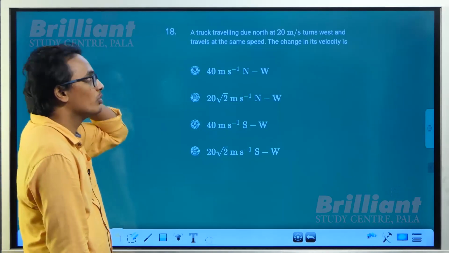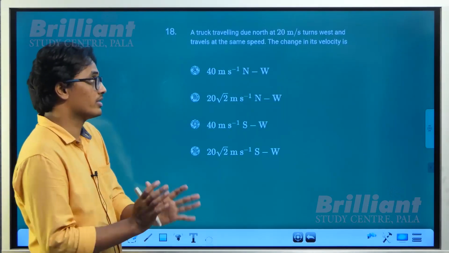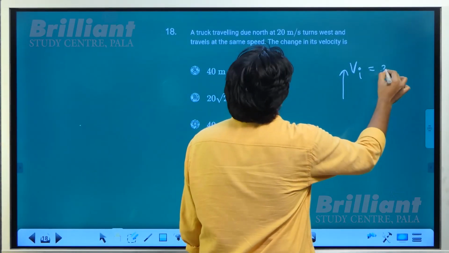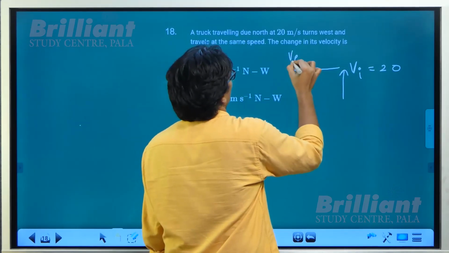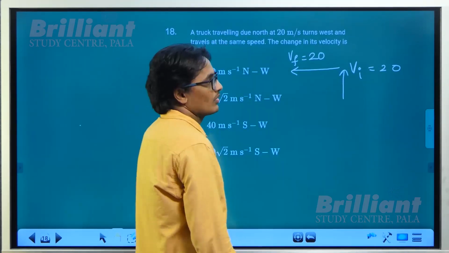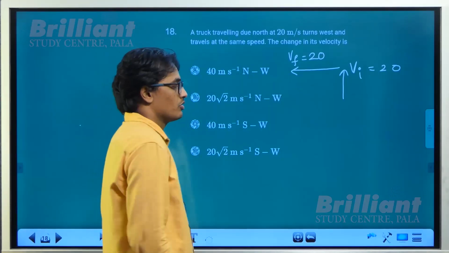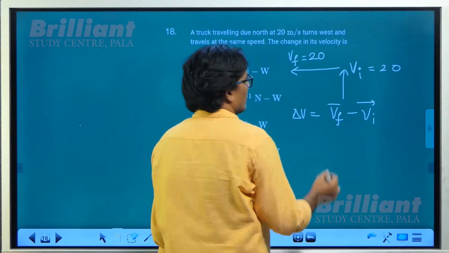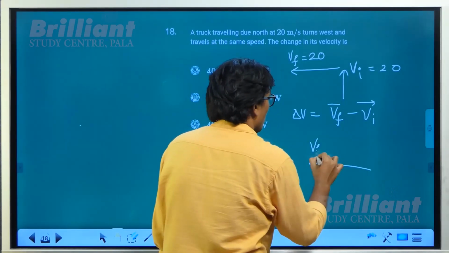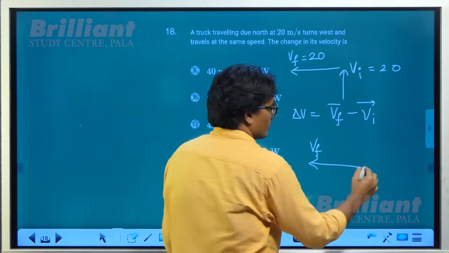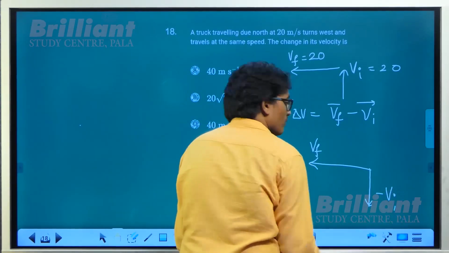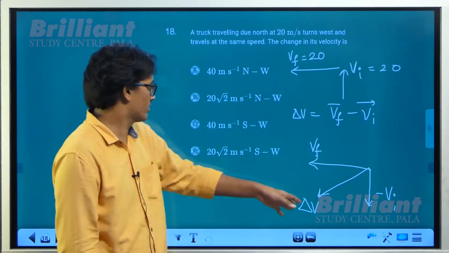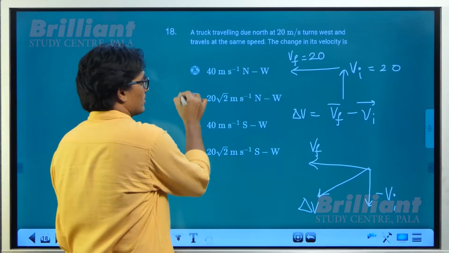A truck traveling due north turns west and travels at the same speed. So this is initial velocity 20, this is final velocity 20. They want the change in velocity. Change in velocity is final minus initial, so reverse the initial one. The resultant of these two will be in this direction. This is delta V. So delta V is southwest.